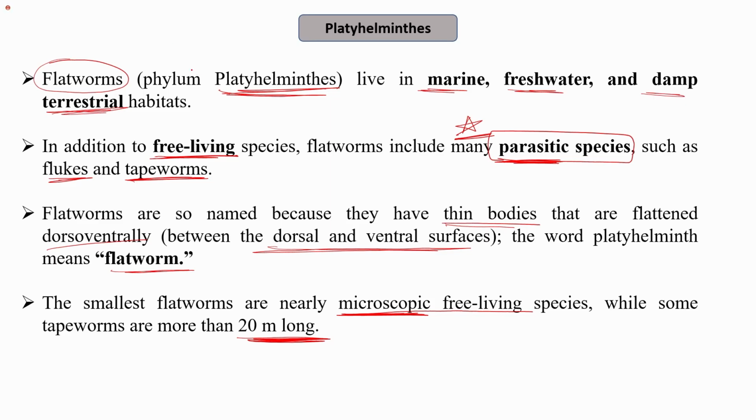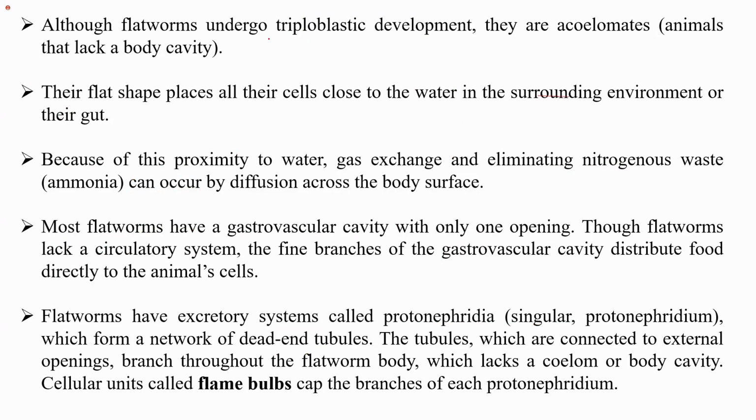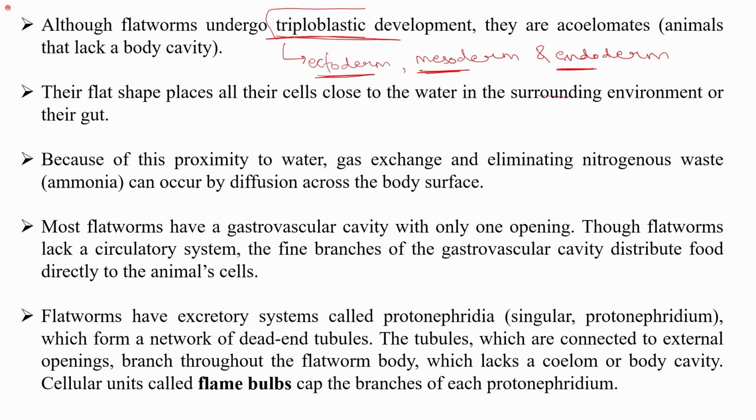We know that flatworms have triploblastic development. What we know about triploblastic development is that during the development process, there is a development of three germ layers, that is ectoderm, mesoderm, and endoderm, right? So in triploblastic animals, the three germ layers are present: ectoderm, mesoderm, and endoderm. However, despite being triploblastic animals, that is, despite having all the three layers, these organisms are acoelomates.